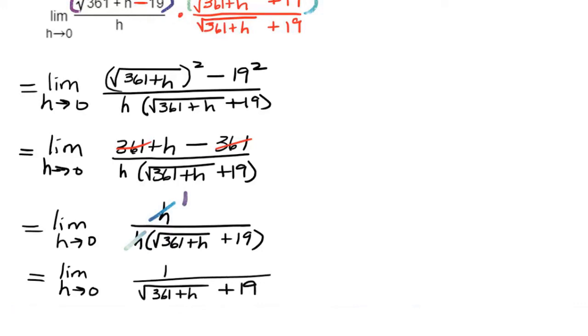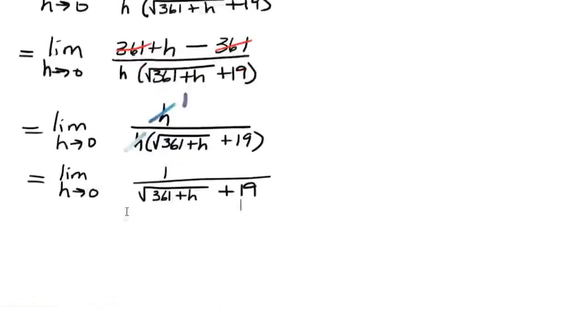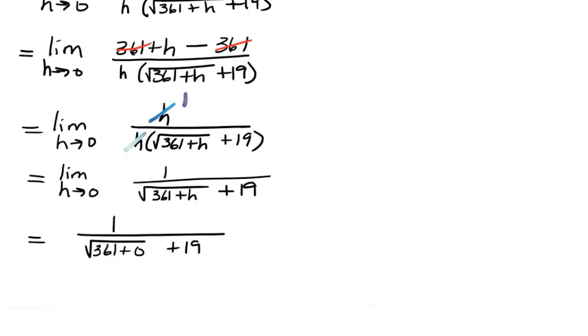So that means we have the limit as h goes to 0 of 1 over the square root of 361 plus h, plus 19. Now if we were to try to plug in h equals 0, we would not get undefined, so we can go ahead and do that. We don't need to write the limit anymore. I almost wrote it, but once you plug in, that's the step where you stop writing the limit. You're taking the limit by plugging in. So that's going to be 1 over 19 plus 19, or 1 over 38.